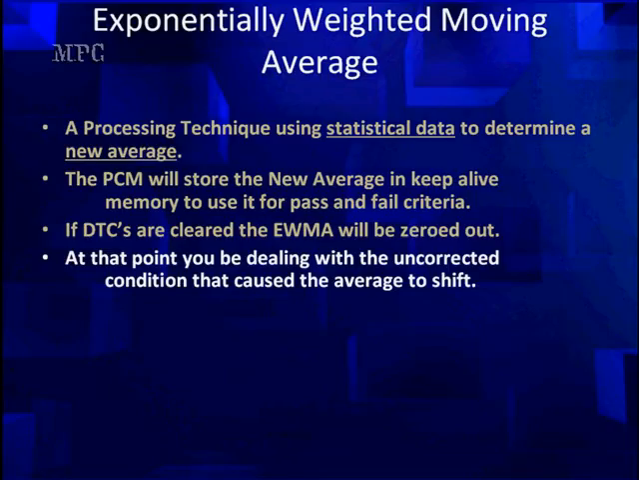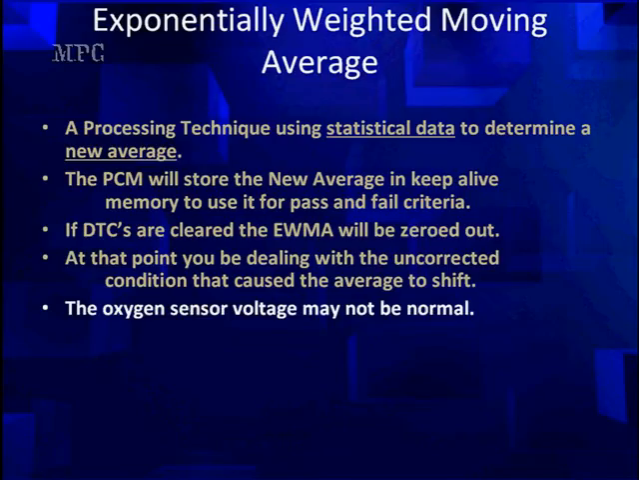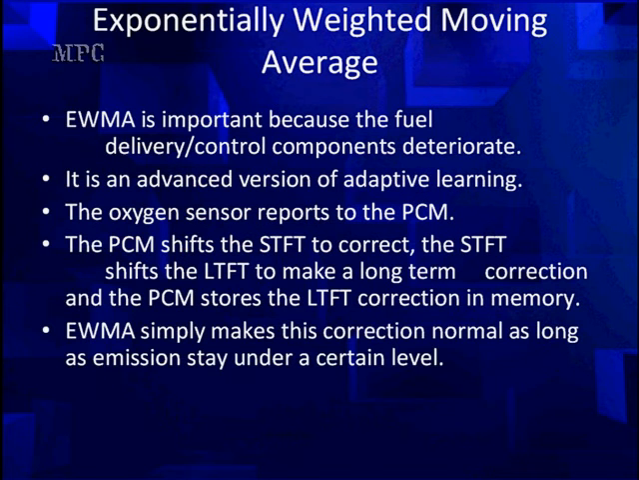One of the things we frequently do is clear out everything and see where we are when nothing has been corrected. That'll help you spot problems that may be covered up by long-term fuel trims and the exponentially weighted moving average. The oxygen sensor under these conditions may not be normal. It may be stuck rich or stuck lean, because once you've cleared the DTCs and the moving averages, you're going to be looking at raw data. That's a good thing to look at. But let's talk more about these moving averages.